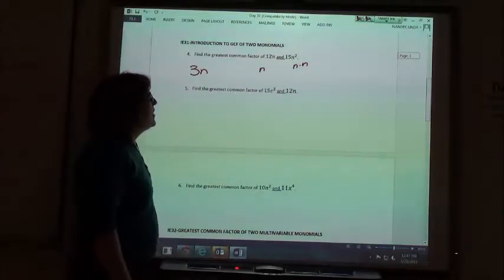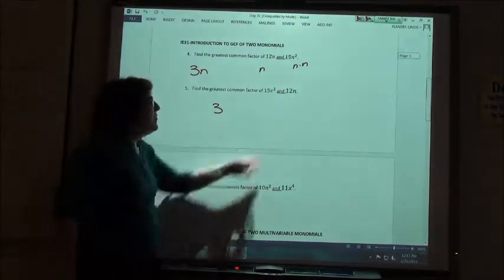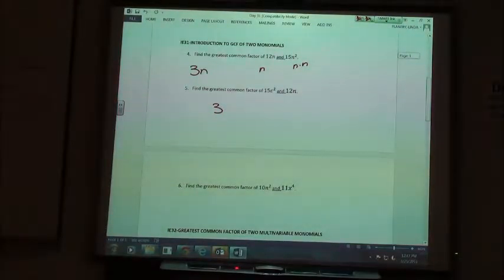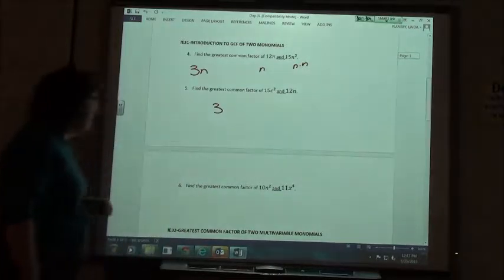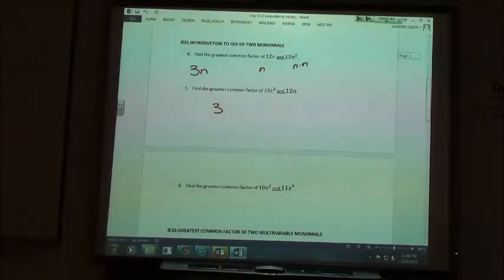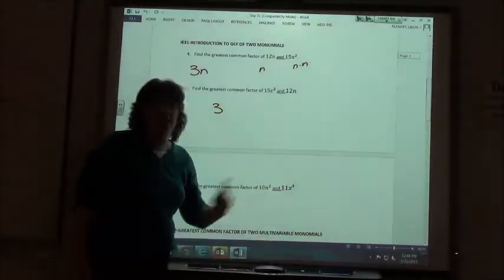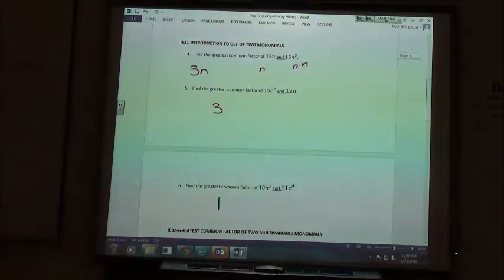Now number 5, when they did the greatest common factor, we still have the greatest common factor of 15 and 12 being 3, but since the variables aren't the same, they don't have anything in common. So in that case, you just have a number that's your greatest common factor, just the 3. And she picked out some really good ones. And so if I'm finding the greatest common factor of 10n squared and 11x to the 4th, which is on the top of the next page, the greatest common factor of 10 and 11 is 1. And again, the n and the x to the 4th don't have anything in common. So I just get that greatest common factor of 1.